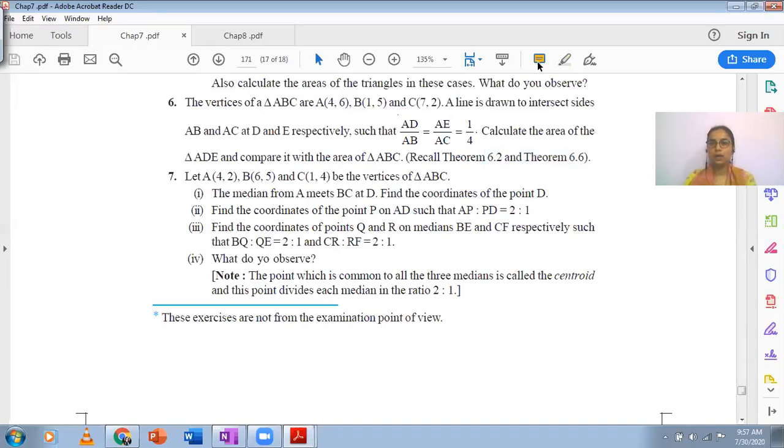I think Sukhmandeep asked me a question. It's based on the concept used here. I hope you will understand what we have. So we have a triangle ABC. We have been given the vertices ABC. The coordinates are given. The median from A meets BC at D. Find the coordinates of point P.